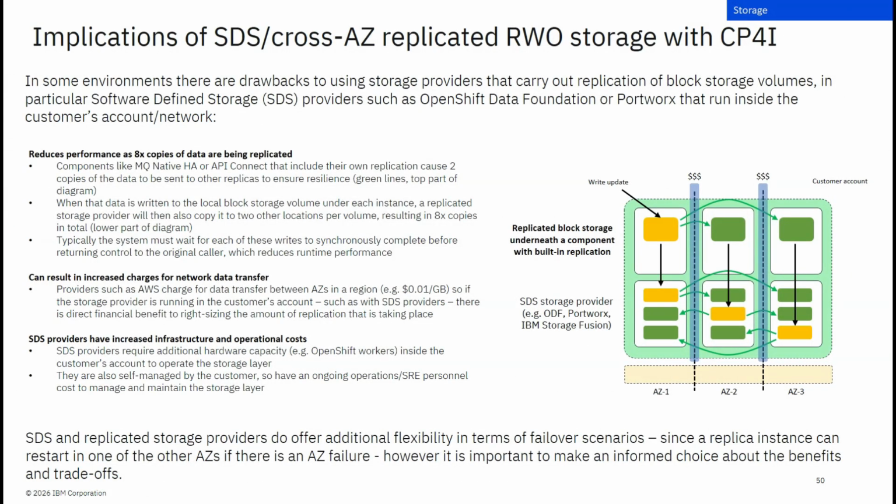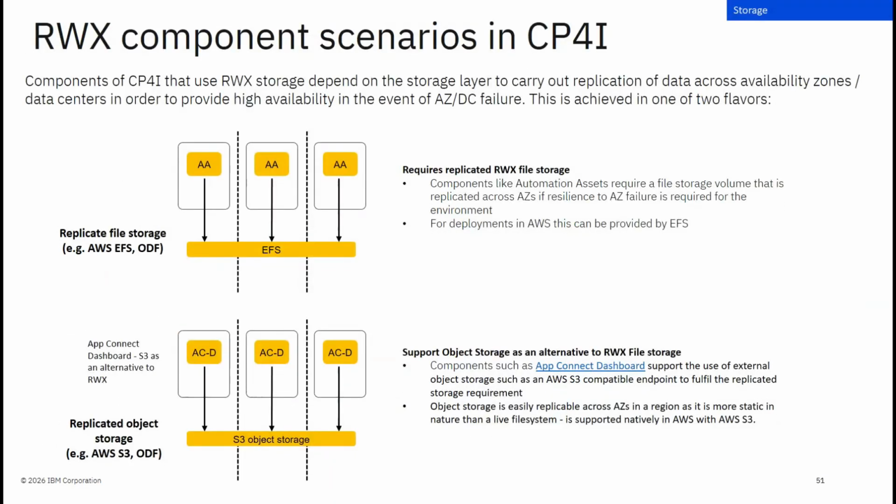Replicated storage providers like ODF and Portworx add performance overhead and cost. Customers must balance flexibility, failover, and network charges against operational needs. RWX storage relies on provider-level replication for high availability. Object storage like S3 is used for static, infrequently updated data, while file storage is used for active workloads.